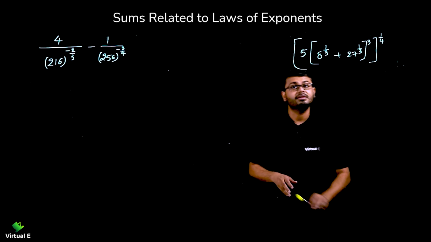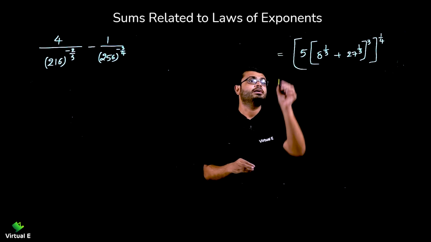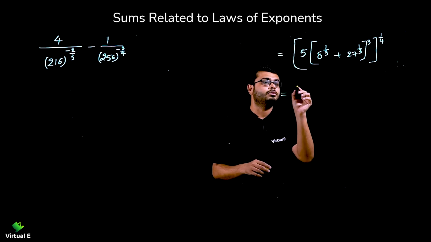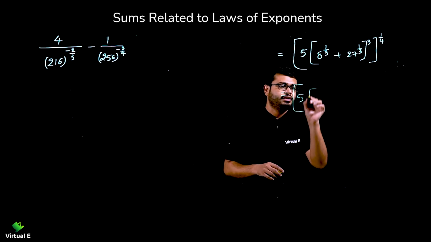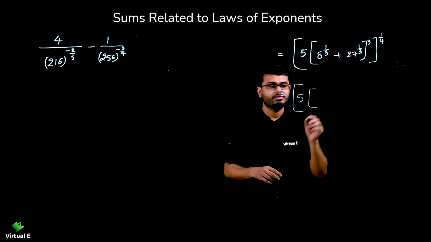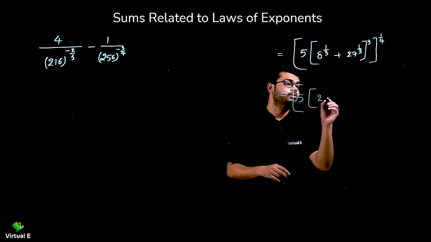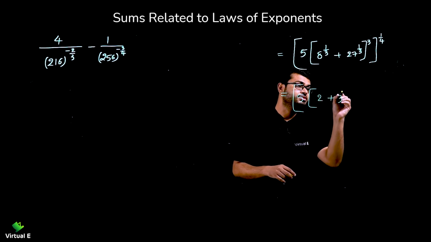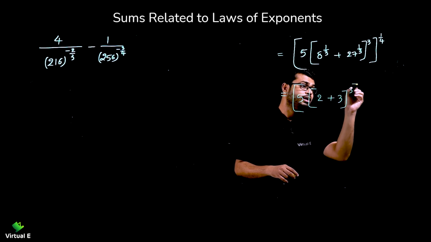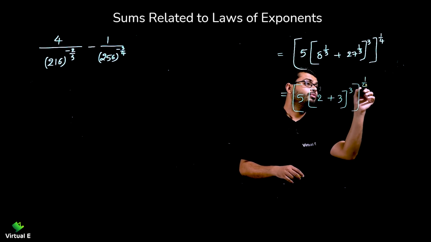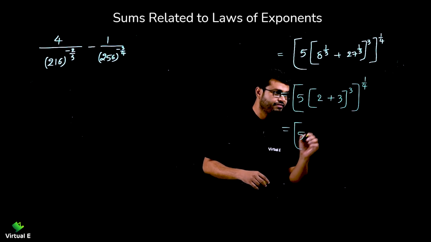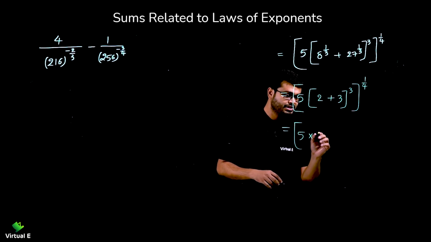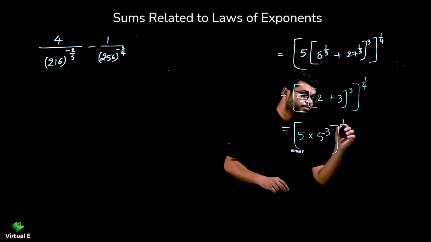So let's start with the sum. Here we can write directly over here: 5, and here 8 raised to 1 by 3, directly we can write 2, plus here in this case it's 3 raised to 3, and whole raised to 1 by 4. Done. So here it is 5, and 2 plus 3, that is 5, 5 raised to 3 and whole raised to 1 by 4.